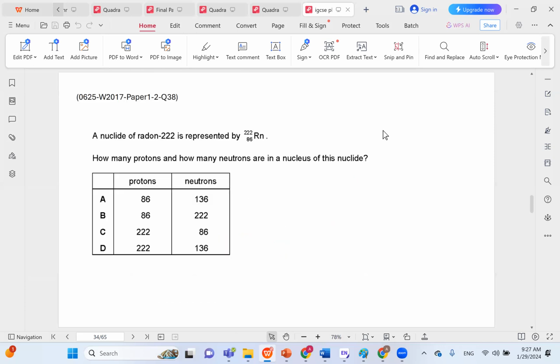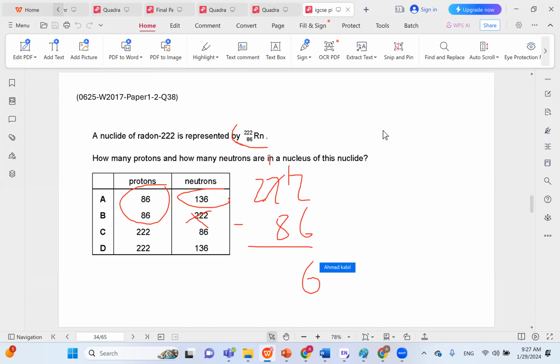A nuclide of radon 222 is represented by 222/86 Rn. How many protons and how many neutrons are in the nucleus of this nuclide? Of course, like we said, 86 is the number of protons, and the neutrons would be the difference between the two. So it's obviously not 222. So it's obviously this one. If you want to confirm, you just subtract 222 minus 86. 11 minus 8 is 3, and 136 is correct. But A, anyway, is the correct choice here.